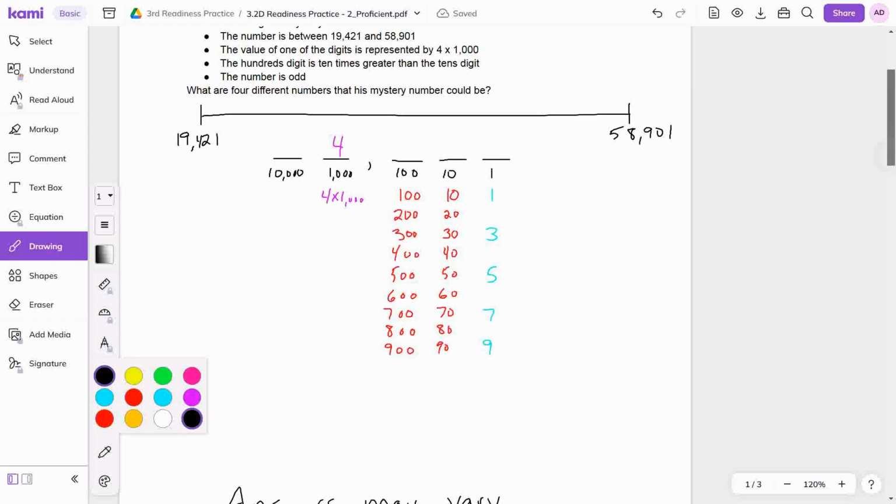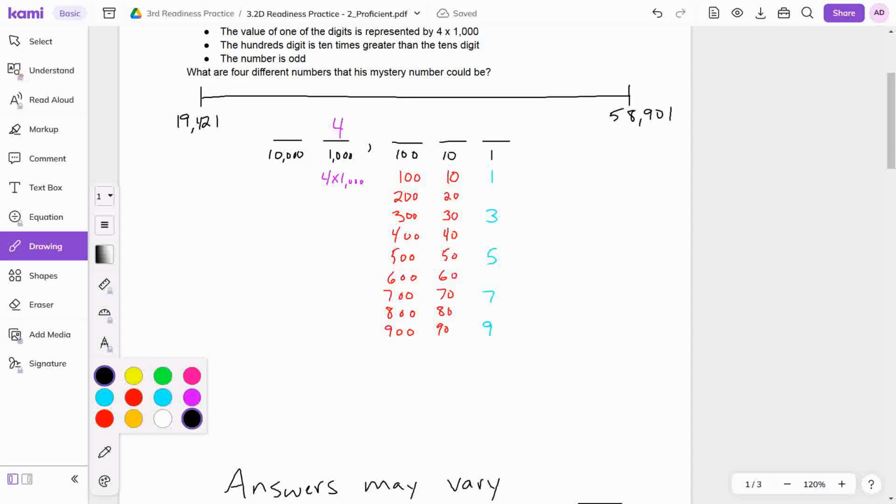So it doesn't really matter what my 10,000s place is, as long as it is between the 19,000 and the 58,000. But you know what? We can go ahead and narrow that down. Look what happens if I put a 1 right here. If I made this a 1, I know my thousands needs to be 4,000. So that would be 14,000 something. And 14,000 is going to be less than 19,000, so I can't choose it. So that means I can put a 2 here if I want to. 24,000 something could work.